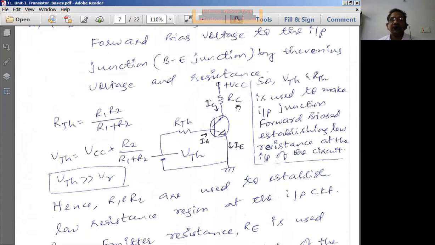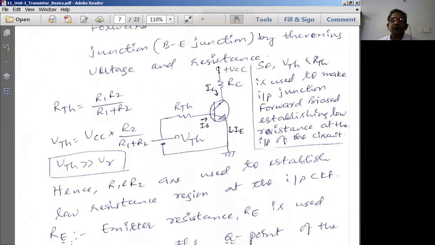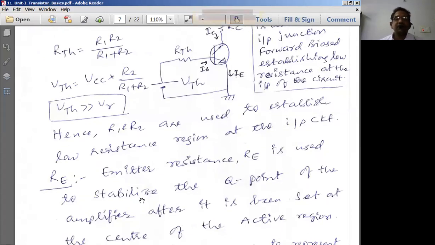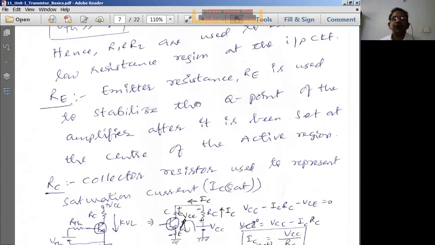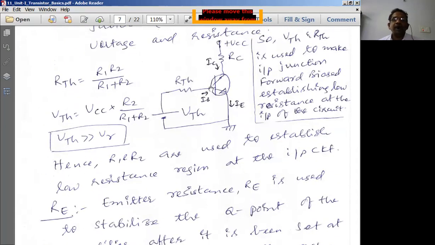Therefore, biasing is normally going to be achieved by R1, R2 and VCC. After this, let us look into the emitter resistor RE. It is used to stabilize the Q point of the amplifier after it has been set at the center of the active region. So by proper biasing, the Q point is set at the active region by establishing ICQ equal to IC sat by 2, and VCEQ equal to simply VCC by 2.